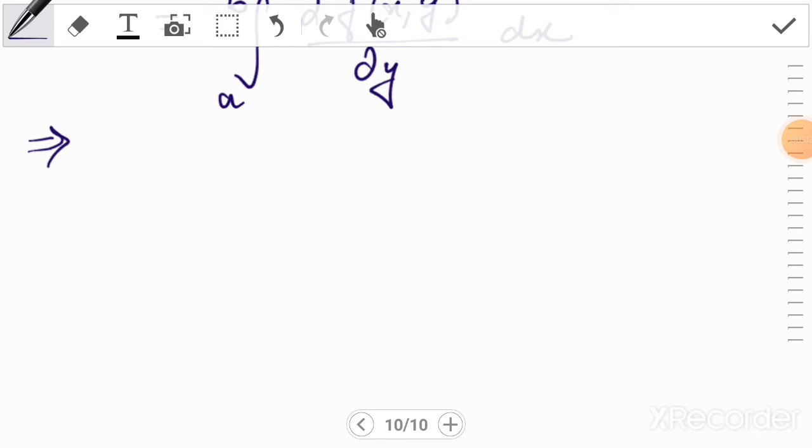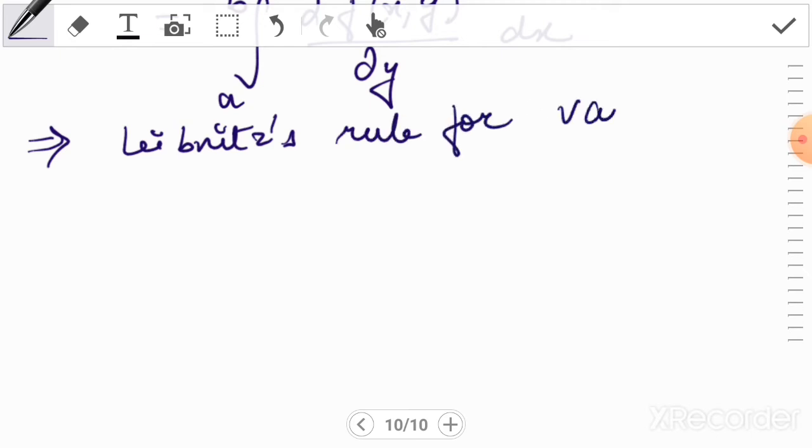Next is Leibniz's rule for variable limits of integration.